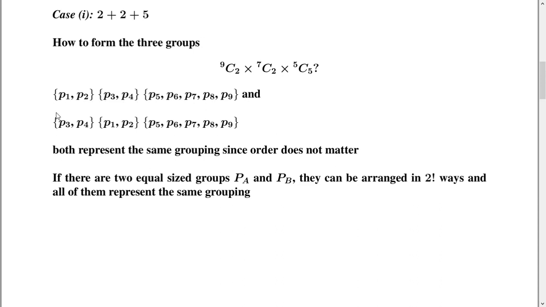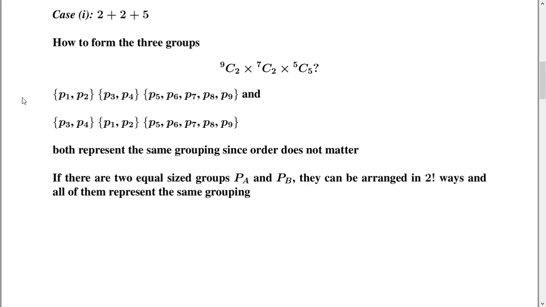So we'll need to figure out how many such repetitions there are for each correct grouping. If there are two groups of the same size, there are 2 factorial ways of arranging them, right? So we'll call this PA and this PB, and there are 2 factorial ways of arranging them, PA, PB and PB, PA. The first position can be filled in 2 ways and the second position can be filled in 1 way. So that's 2 into 1, 2 factorial. So each correct grouping is being repeated 2 factorial times. And so we have to divide this whole thing by 2 factorial to get our correct number of groupings.